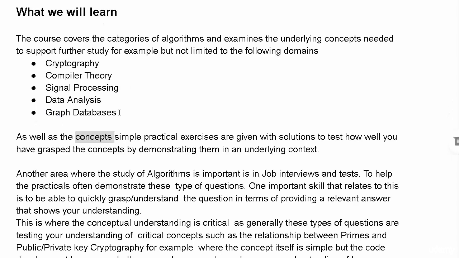While it's good to know that the algorithms we look at have applications that are important in computer science and the programming domain in general, it's also important to understand that before we can progress in these difficult domains, we need to understand the simple concepts really well so we can build on them for the more advanced work. So we have these simple practical exercises that support the concepts.